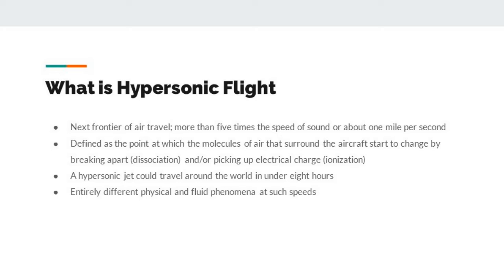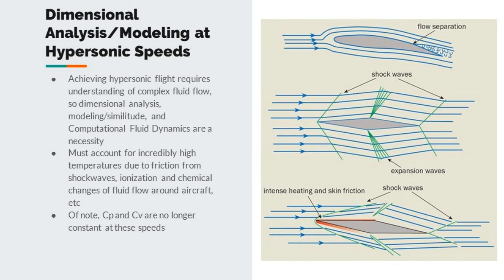So that leads me to the dimensional analysis and modeling. In order to do dimensional analysis and modeling of aircraft, you have to utilize every resource available, due to the fact that you have to account for incredibly high temperatures from friction and shock waves, ionization and chemical changes to the fluid flow around the aircraft, and in addition, CP and CV are no longer constant at these speeds. This leads to incredibly complex and complicated equations that need to be solved, requiring things like supercomputers.